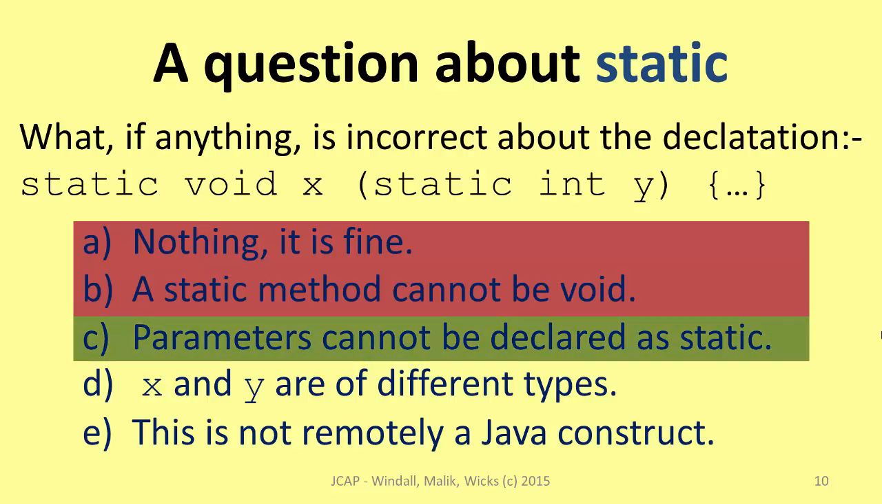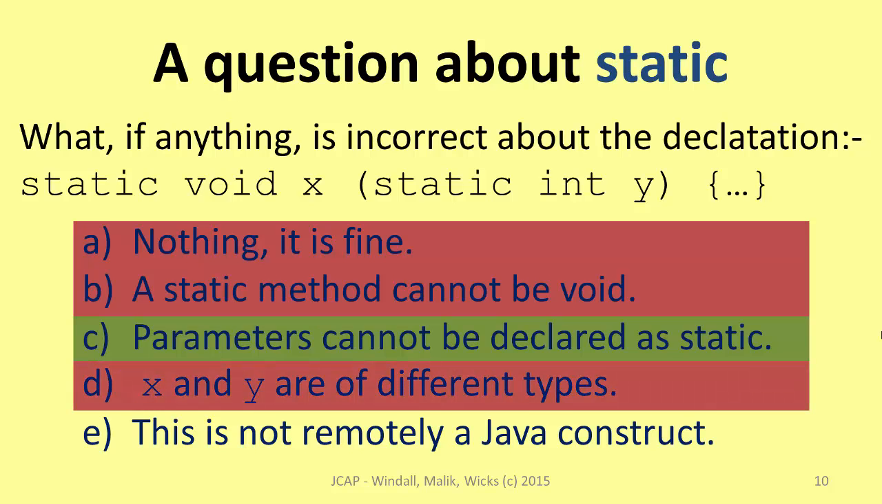Parameters cannot be declared as static. Yes, that's true. Parameters cannot be declared as static. We've seen that already. X and y are of different types. Well, that's fine. We can have a method that has a different type to the parameters that it's using. Those don't have to match up at all.